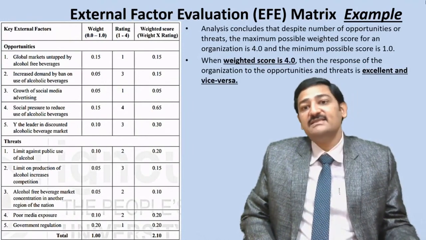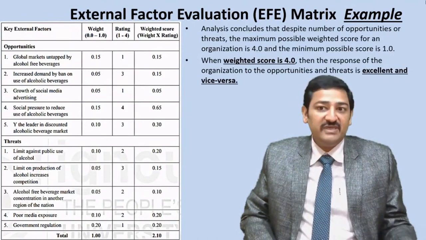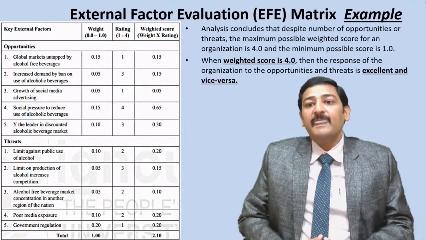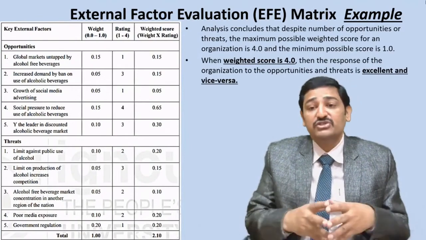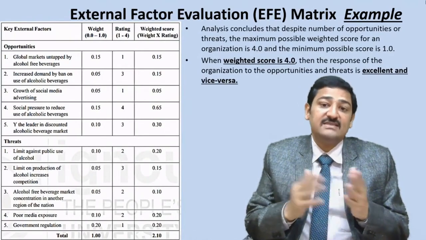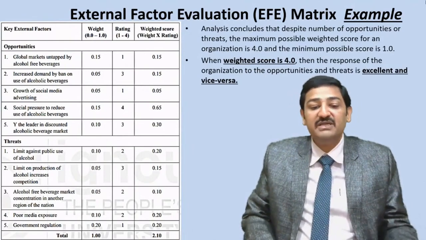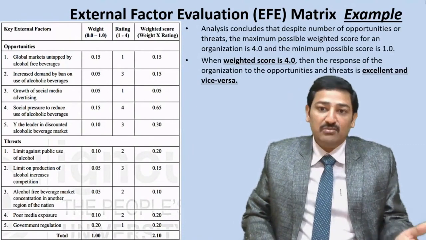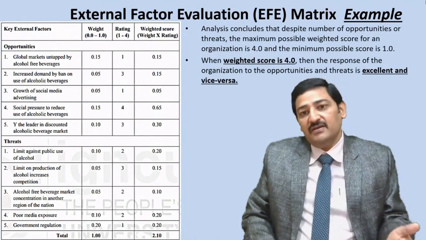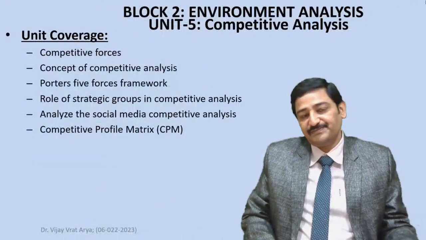And if we analyze the position of the weighted score, then the EFE matrix states that if the weighted score is 4, then the response of the organization to the opportunities and threats is very excellent. On the other hand, if it is less, then it is not. But since in the case of this particular firm it is 2.10, it means more than 50%. So it can be considered, but at the same time, it can be better than that. Then in that case, it will be a welcome sign.